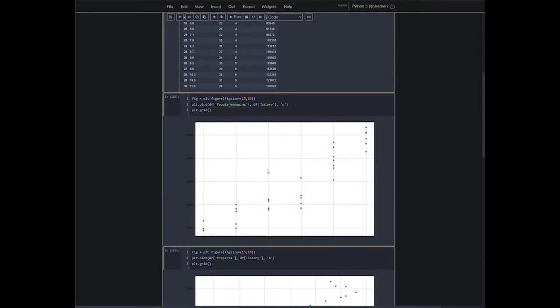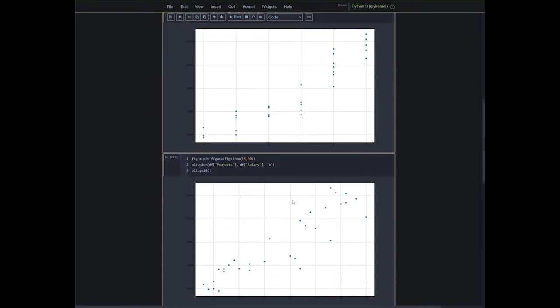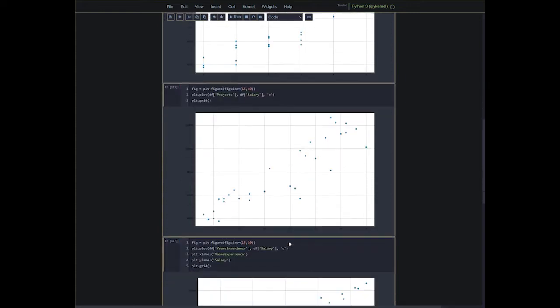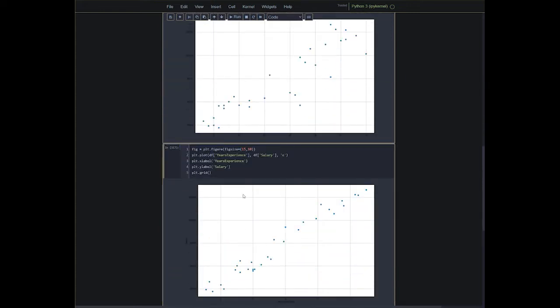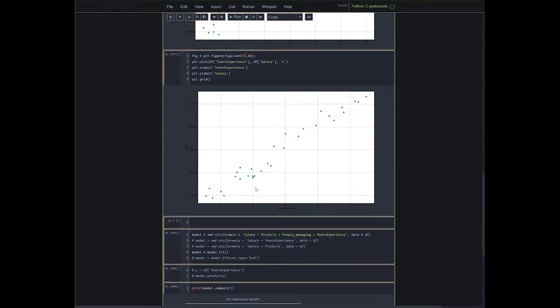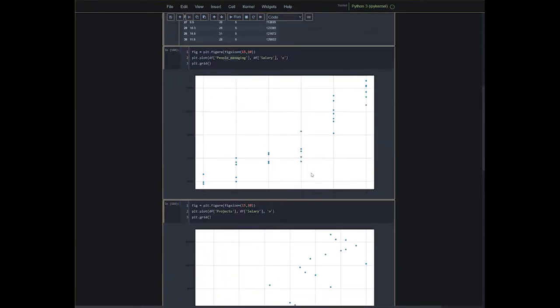The scatter plot of people managing shows a little bit of linearity. The projects plot is also linear, and the years of experience is also linear. As a matter of fact, it is more linear than the previous 2 variables.